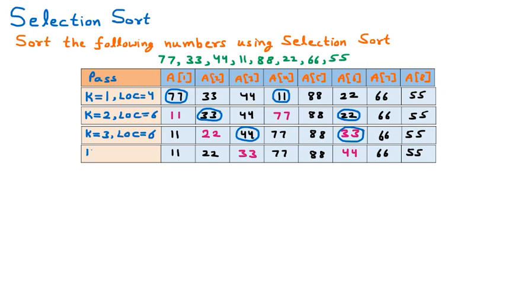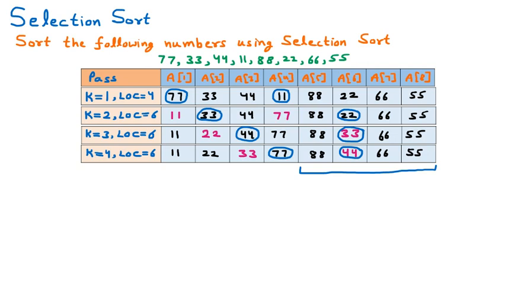Now we are increasing the value of k, so k is becoming 4, so 4 means 77 we have selected, and then we are going to find the location of the minimum element out of the remaining list, and that is the 44. That means 6 is the location.